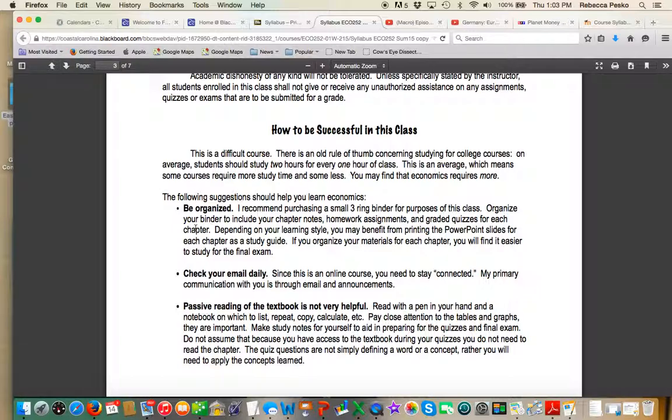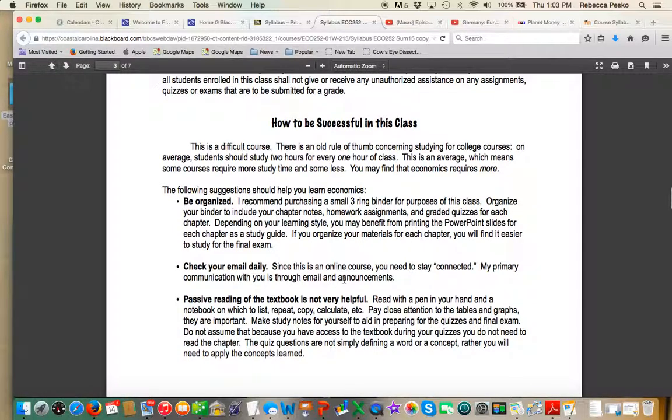But you need to organize your quizzes, your notes that you're taking, and have them together so that when it comes time for that final exam, it's worth 20% of your grade, and organization is going to help a lot. Check your email daily. I already reiterated that it's an online course, so we have to stay connected with each other. I am available Monday through Saturday. I usually don't check my emails on Sunday, but sometimes I might. But you should be able to have frequent communication with me.